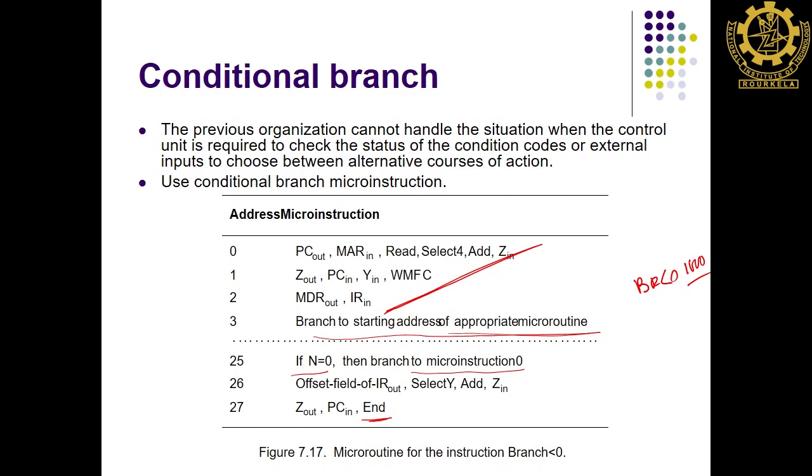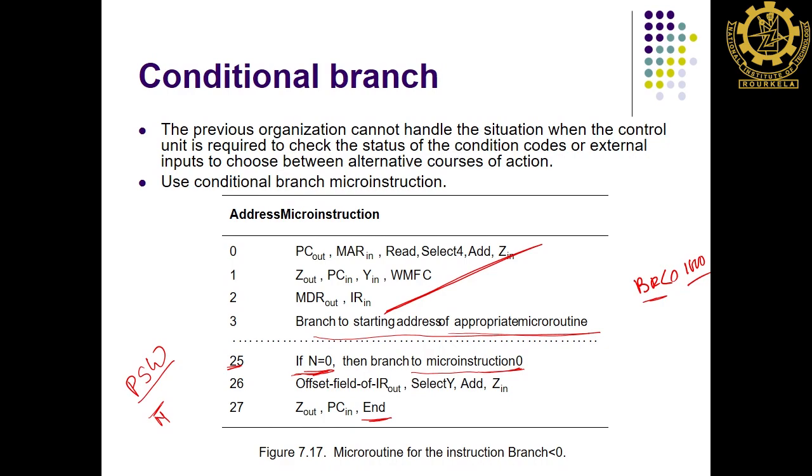In the earlier case, if it is unconditional, there is no need for checking. Therefore, the status bit, the program status word, you need to check, and the corresponding jump instructions will also have a micro routine, let us say stored in the control memory at location 25. So there should be an instruction that checks the value of the program status word, the bit n, whether it is a negative number, which is 1. If it is not a negative number, then you branch to micro routine 0.